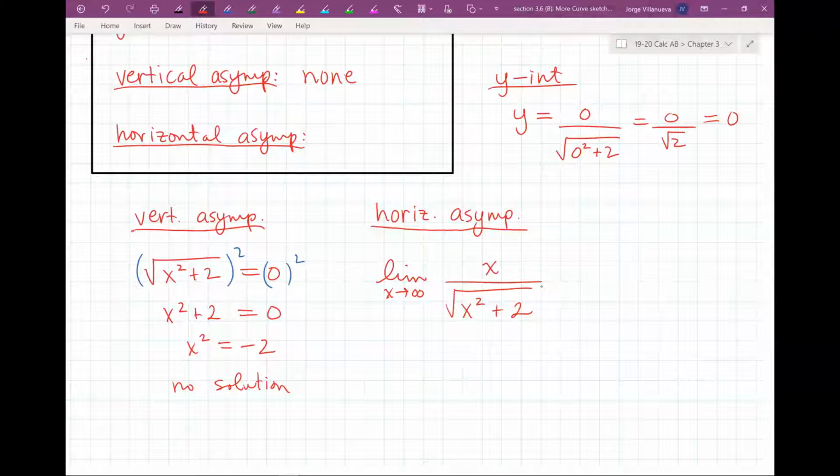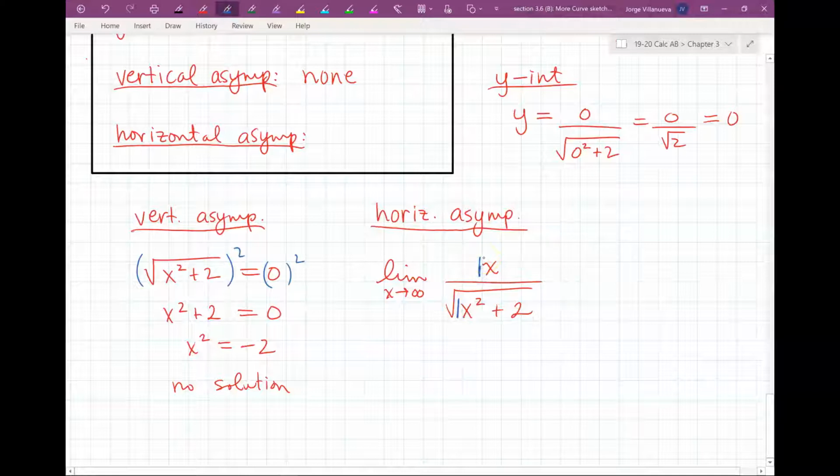Now, how is it a 1? Yeah, it's the square root of x squared, right? So that's going to become a 1. What's my coefficient in front of the x squared? There's a 1, right? So right here, there's a 1 right there.